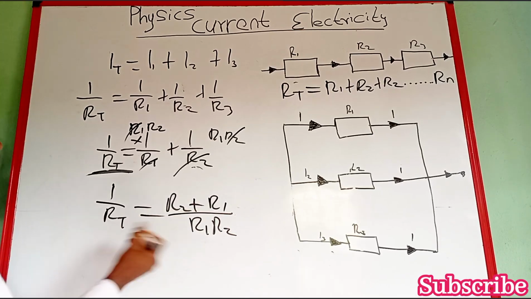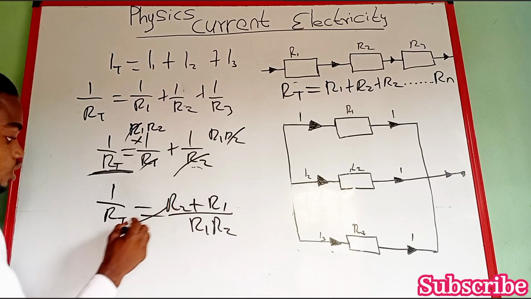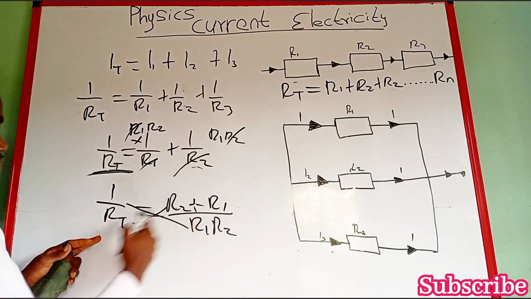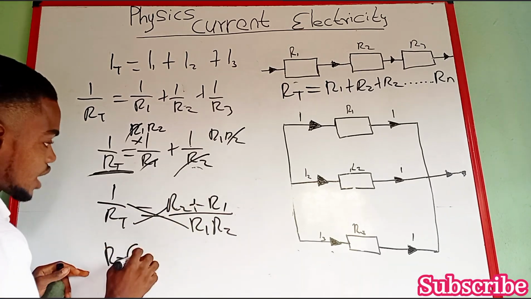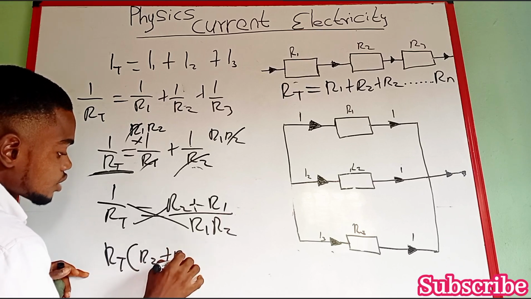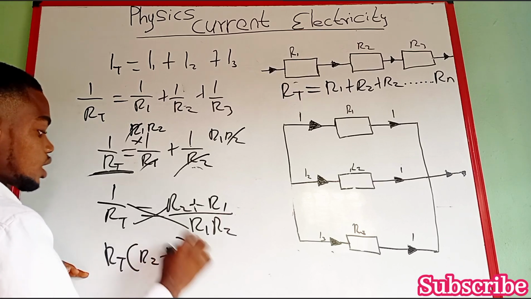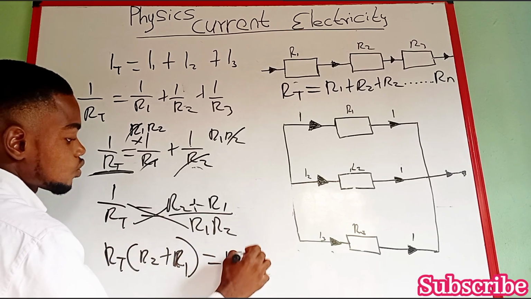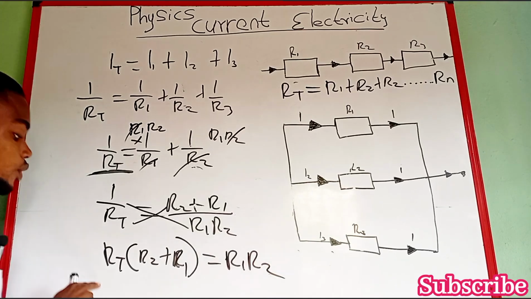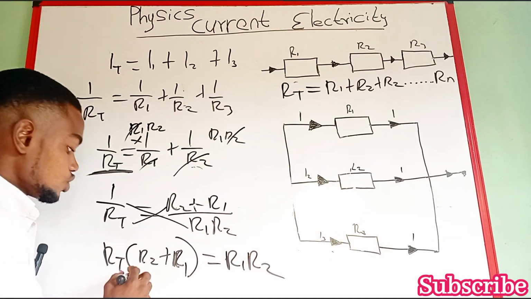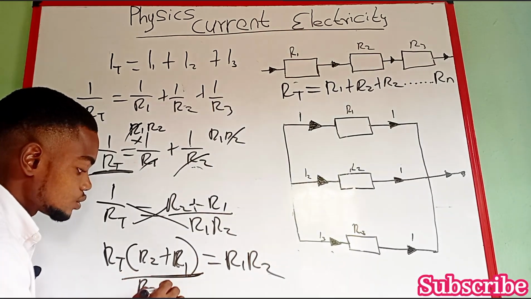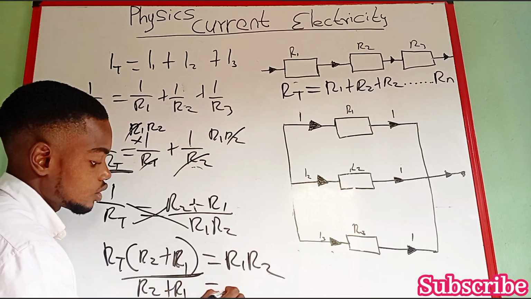Now here we are still looking for R total. In this case, this bracket will close and multiply. So this multiplied by this, I'm going to have R total bracket R2 plus R1 equals R1R2. Remember we're looking for R total, so I'm going to divide both sides by R2 plus R1.